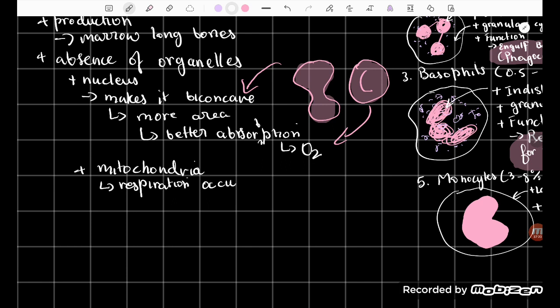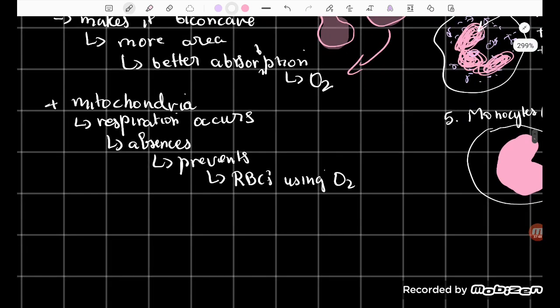Respiration occurs in the mitochondria, and absence of it prevents RBCs from using O2 up. So if there is no mitochondria, there is no cellular respiration happening, so RBCs will not use it up. That's technically one of the things. And so all the oxygen absorbed from the lungs is transported and delivered to the tissues.